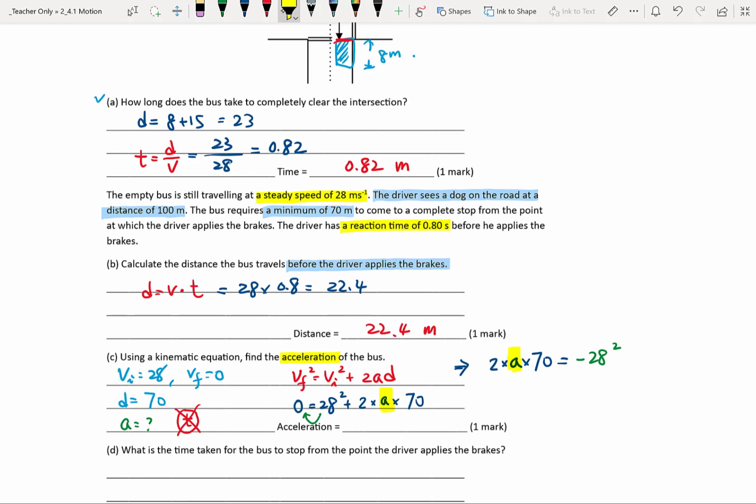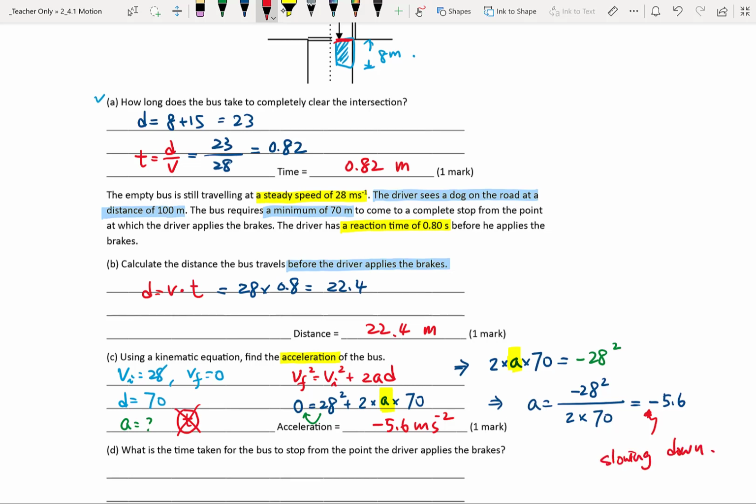And now we want to find A. So A will be how much? A will be negative 28 squared divided by 2 times 70. Use your calculator and the answer will be negative 5.6. So our acceleration will be negative 5.6 meters per second squared. And what does the negative mean? The negative means the acceleration is slowing down, opposite to the speed. So this is slowing down.